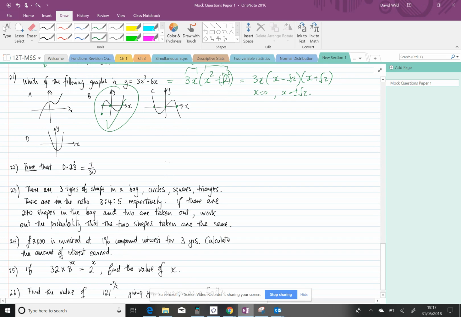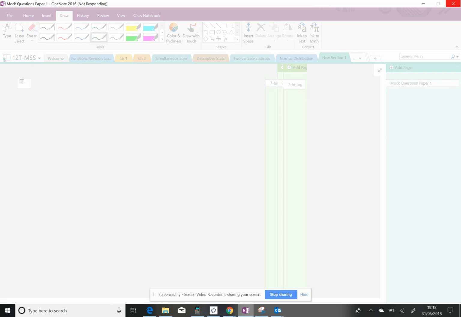Okay, prove that 0.23 recurring is 7/30. So we let x equal 0.23 recurring. So we multiply by 10, so this is 2.3 recurring, and then 100x is 23.3 recurring. These two have both got 3 recurring, so subtract them. 100x minus 10x is 90x.